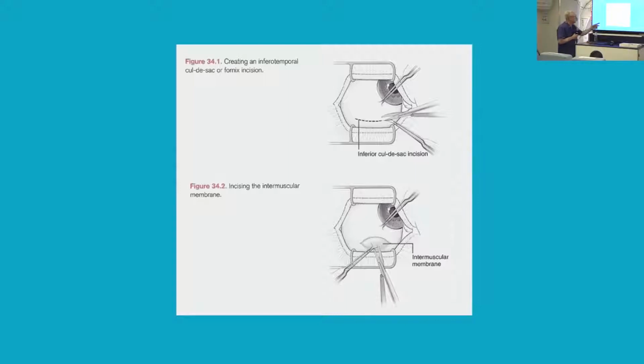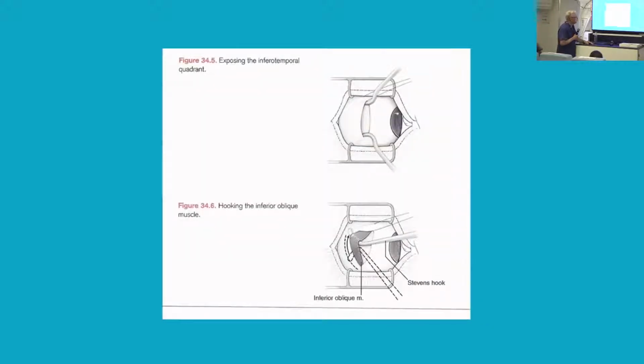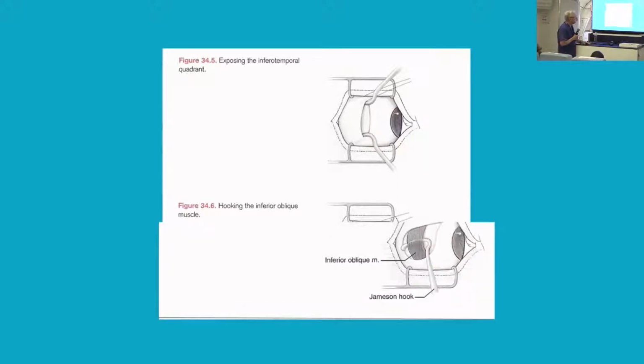So here you're going through the Tenon's capsule or the intermuscular membrane and sizing it while you keep the eye in elevation and adduction. You then spread the inferior temporal quadrant, and you can then hook the inferior oblique as it is in that position, and you can see when you get it on the hook, if you clear the Tenon's around it, you can get it in a position where you can disinsert it.